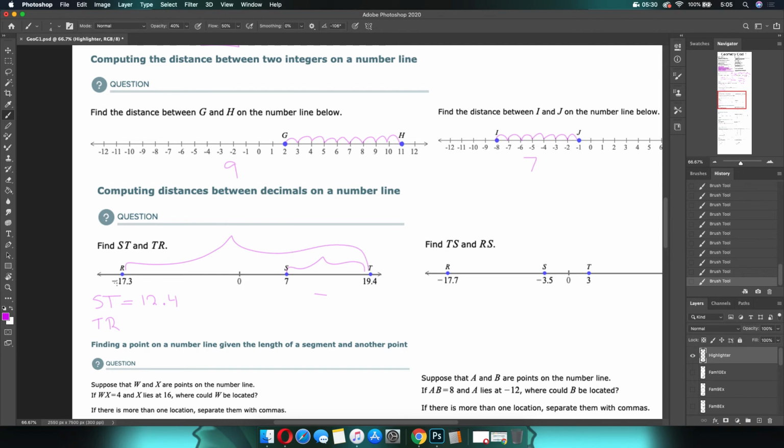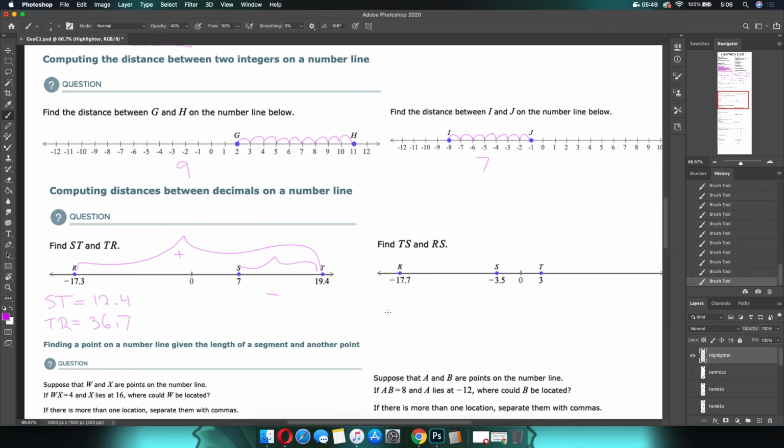Next, we want to find TR. TR, when you have your numbers on opposite sides of the zero, then you're going to be adding. So what is 17.3 plus 19.3? That's going to be 36.7.